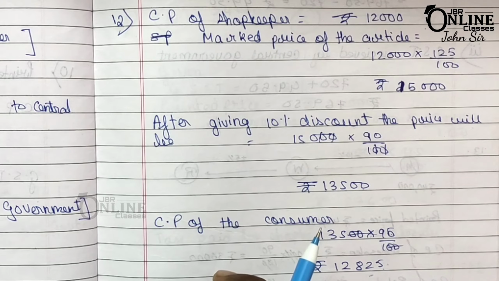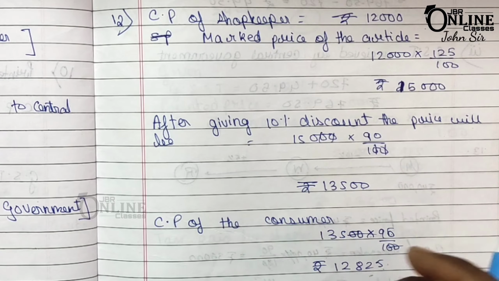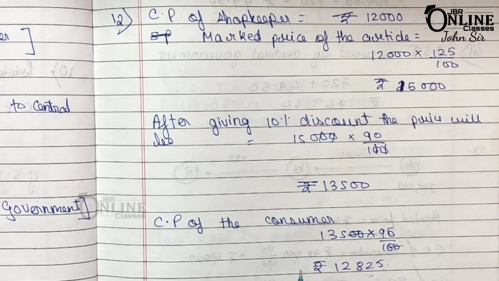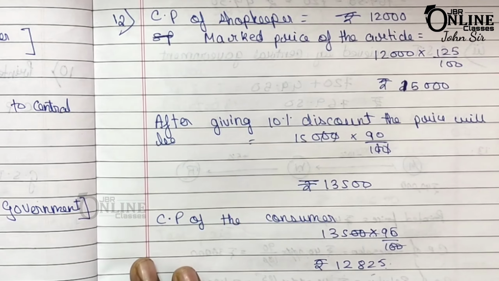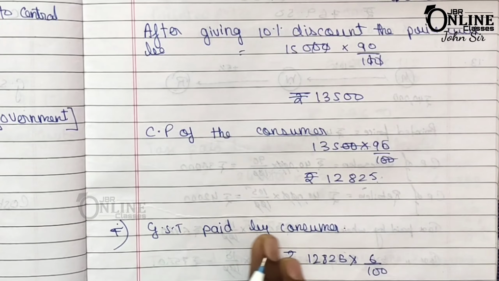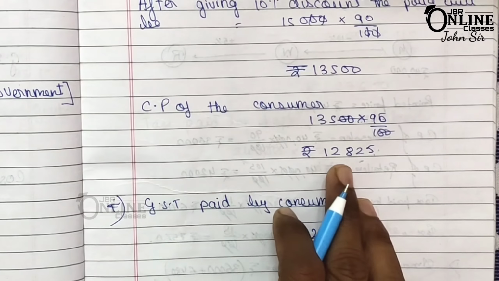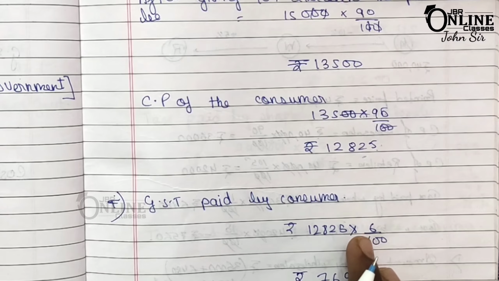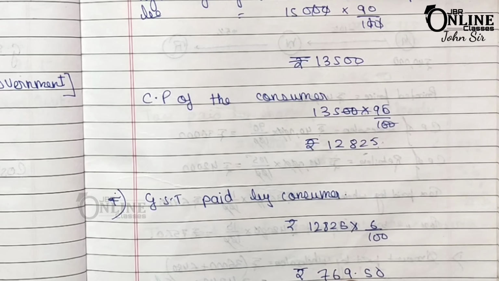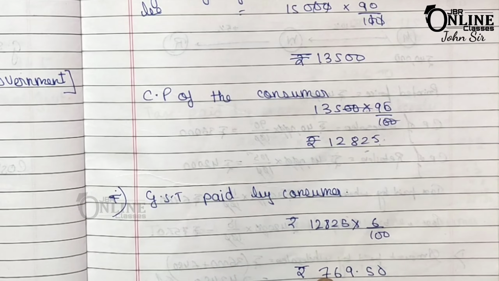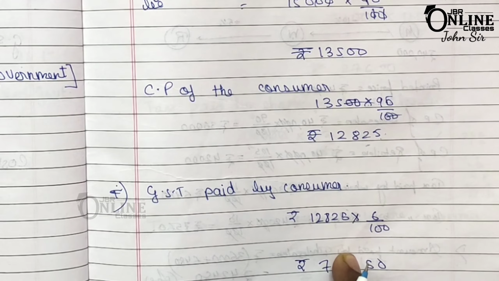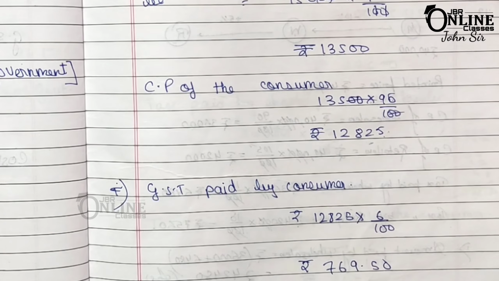Now if the sales are interstate and the GST is 12%, then first, the price inclusive of tax which the consumer pays for the TV. First the GST paid by the consumer, that will be the selling price 12,825 into 6 by 100. 6 means half of 12%. So 6 by 100 equals 769.50. So 769.50 is the output CGST or the output SGST.